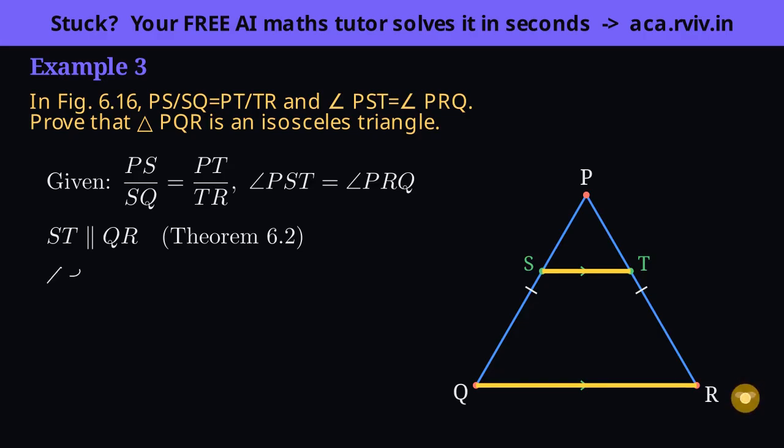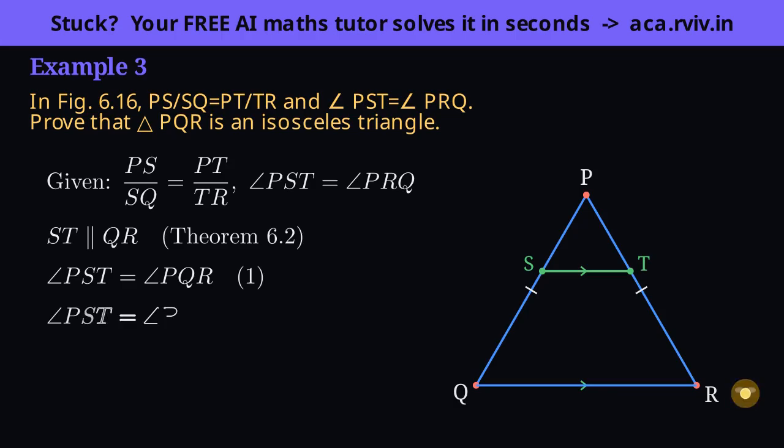Now cash in that parallel line for an angle. With ST parallel to QR, look at the transversal PQ. Angle PST and angle PQR are in matching positions, corresponding angles, so they're equal. Call this equation 1. This is our first angle earned for free by the parallel. Now recall the second clue we were given but haven't used yet. Angle PST also equals angle PRQ. Let's write that as equation 2. Two facts about the same angle PST are about to collide usefully.